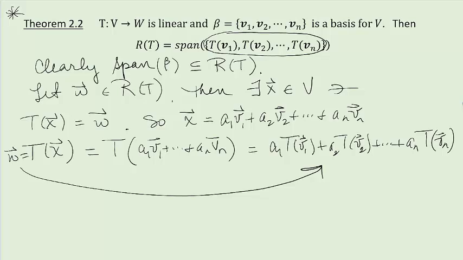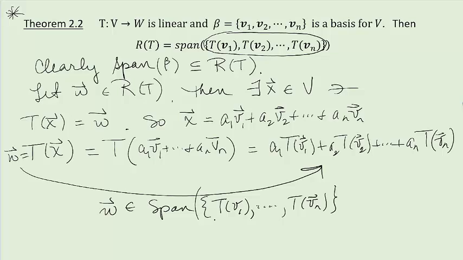And it is, so we say then that W is in the span of this set up here, T of v1 through T of v sub n, and therefore the two sets are equal. The range of T is equal to the span of that set. Let's go like that.